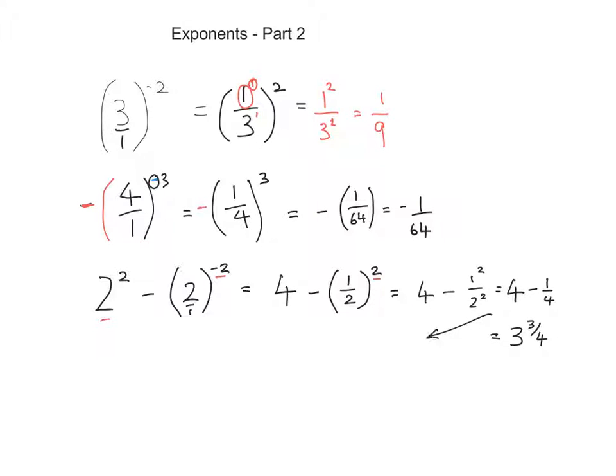If you're not sure about that, 4 equals 16 over 4. We've got to make a common denominator. And that equals 3 3/4, or 15 over 4. These two are the same thing.